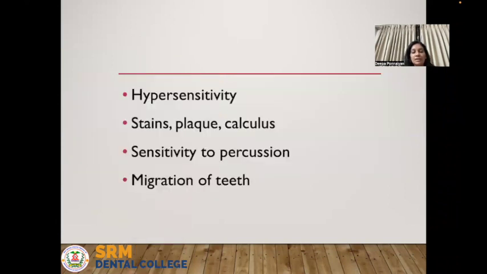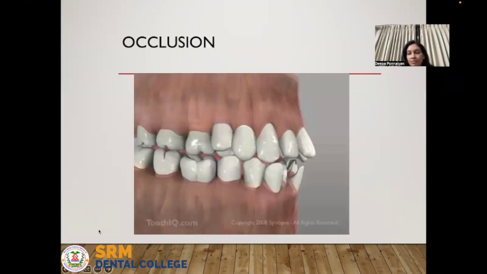So what are the other things we know of? The hypersensitivity, which you see here, the patient can have extreme hypersensitivity. It can lead to stains, plaque formation, calculus formation. The patient can also have migration of teeth, and they could have sensitivity to percussion. So we need to check for all of this when we're doing a hard tissue examination.